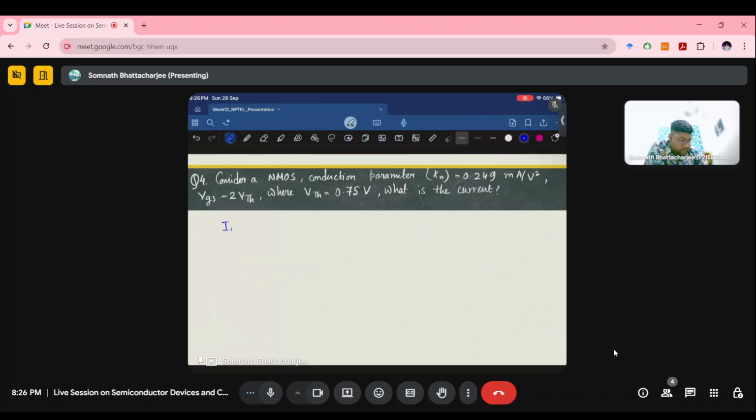So the value of ID will be nothing but mu n Cox into... no, no. You guys try to solve this, then I'll give the solution.